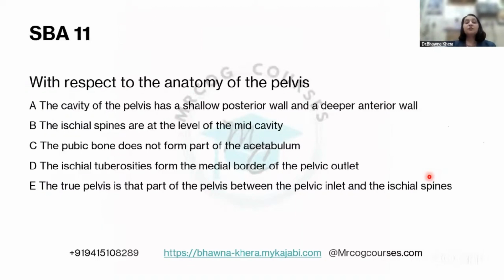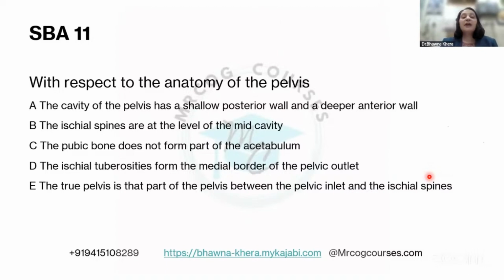Okay, with respect to anatomy of the pelvis, which is a correct statement? The cavity of the pelvis has a shallow posterior wall and the deep anterior wall.